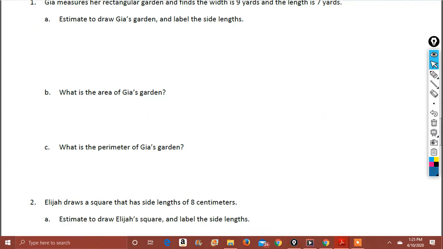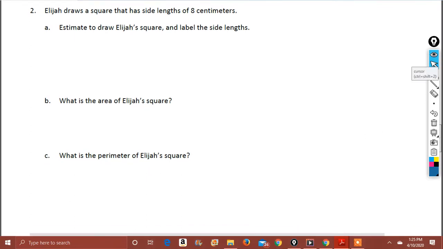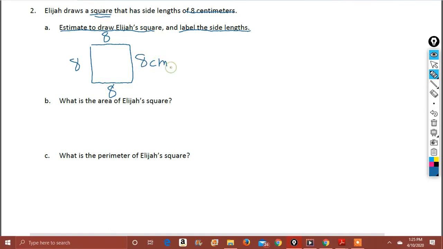All right, let's look at number 2. Elijah draws a square that has a side length of 8 centimeters. So it's a square, and the side lengths are 8 centimeters. So we need to estimate to draw Elijah's square and label the side lengths. Okay, there's a square, and let's label the side lengths. Each side is 8 centimeters.